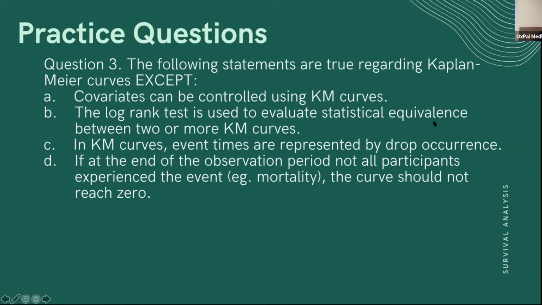Okay, let's end the poll. 75% of those who responded said that it's letter A. Covariates can be controlled using Kaplan Meier curves. And that is correct. Congrats. So covariates or other variables cannot be controlled using Kaplan Meier curves, because you only have one factor being represented at any point in time. That's why we do Cox regression. That gives us an additional option in doing multivariable analysis. The rest are true. These are the definitions of the log rank test, as I said in the previous part of this lecture.